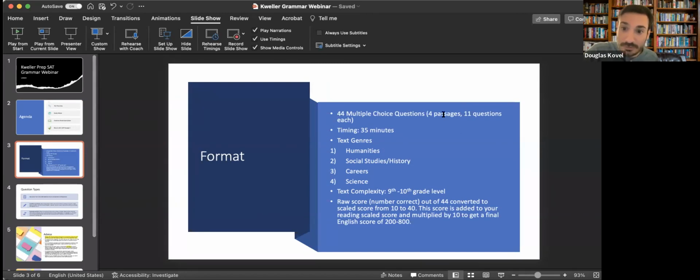So you're going to have 4 total passages that are 11 questions per passage. And then as far as the genres of the passage, typically one passage is going to be mainly focused on some sort of humanities theme, so maybe literature or art, for example. One is going to be more of a social studies or history related passage. One will relate to some topic related to careers, like an issue in careers, or maybe a passage about a specific career. And then there's one that will be a more natural science related topic.